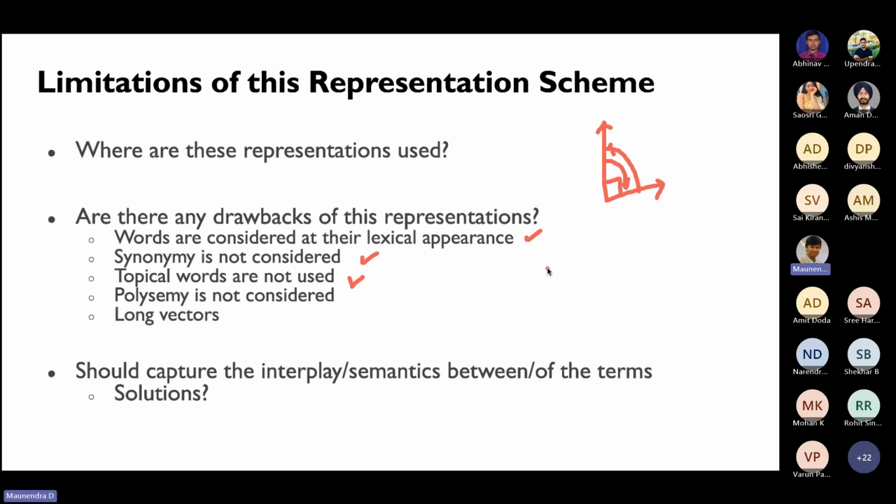Then another thing is polysemy, the same word meaning different things. Here, irrespective of the meaning that the word has, it will be one dimension of the vector space only. So everything is collapsed here. That is also a problem. This is something connected with the context part, and then long vectors. So these kinds of things should be addressed.